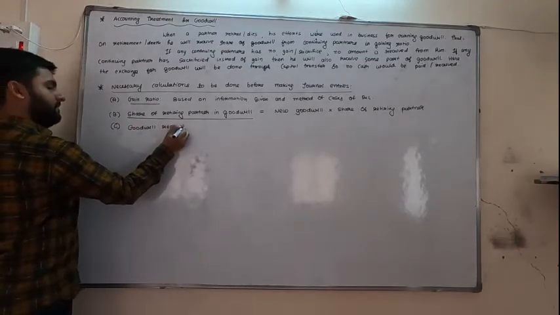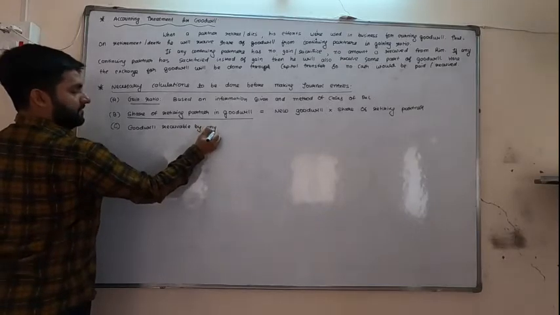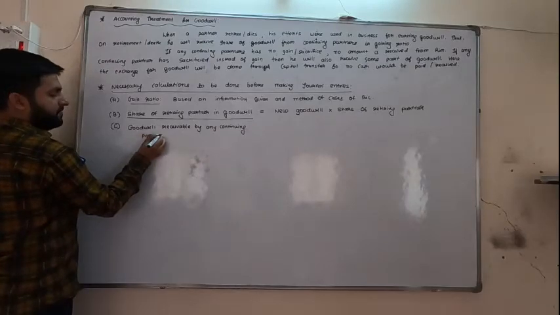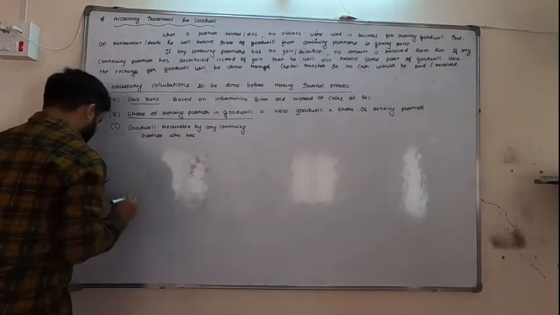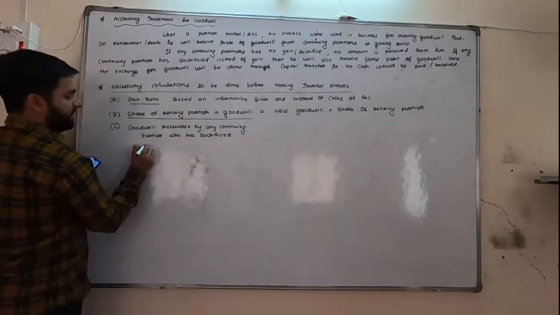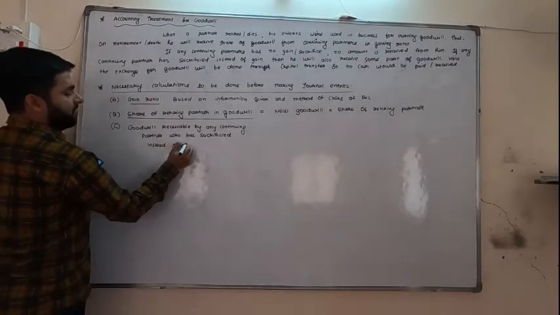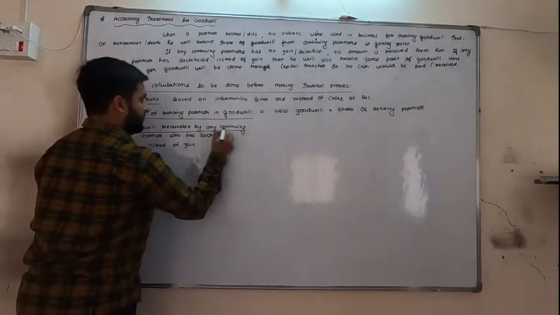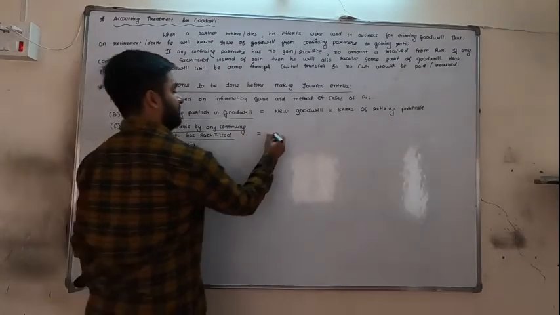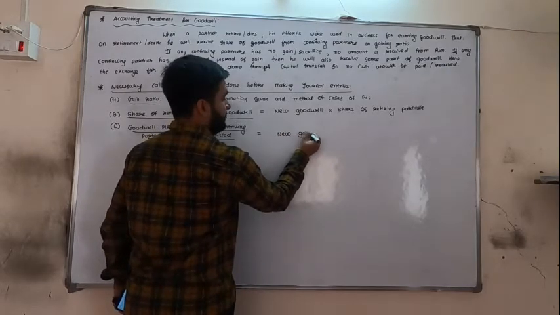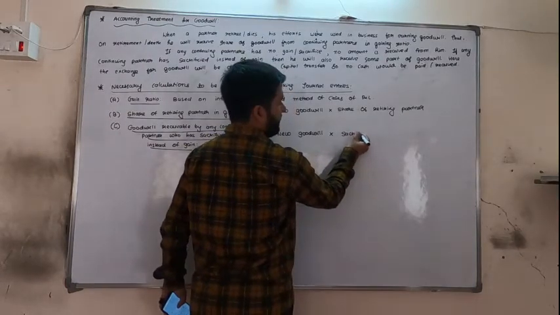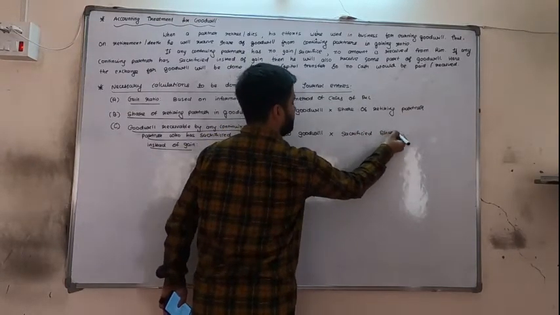Goodwill receivable by any continuing partner who has sacrificed instead of gain. Normally here partners will gain, but if they are not gaining and they are sacrificing, then goodwill will be receivable by them. The formula will be new goodwill into sacrifice share. There the formula was gain share, here it would be sacrifice share.